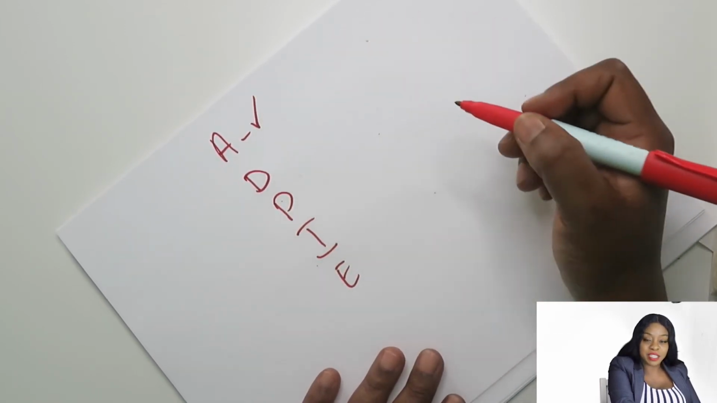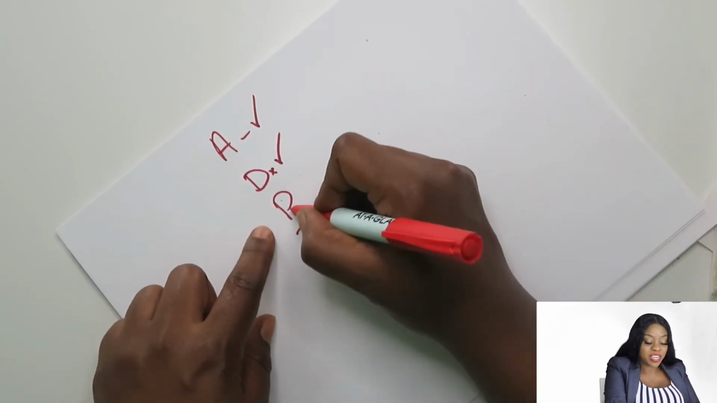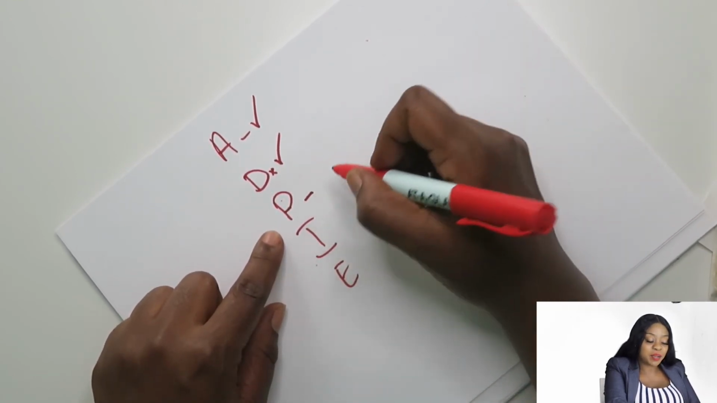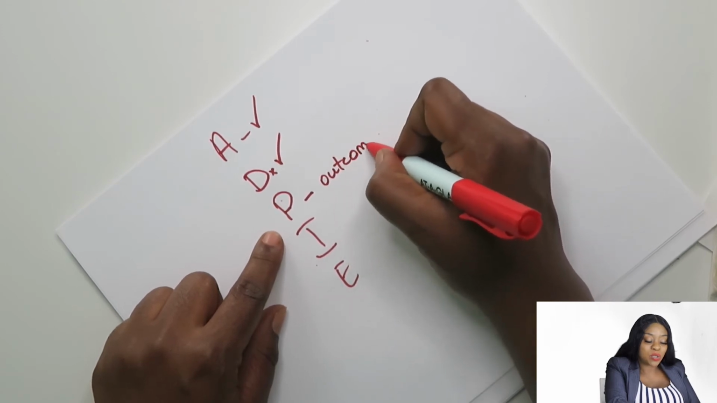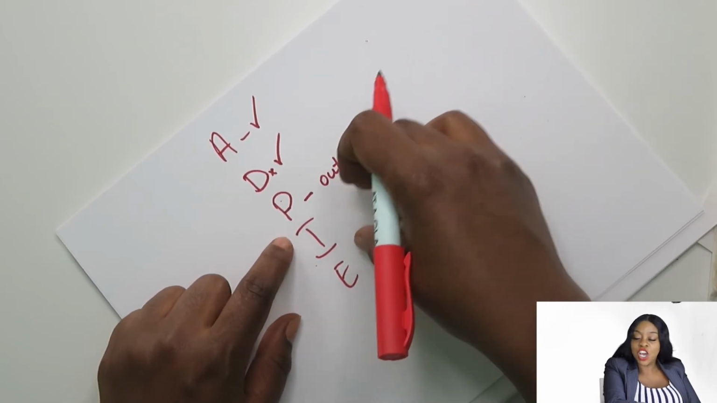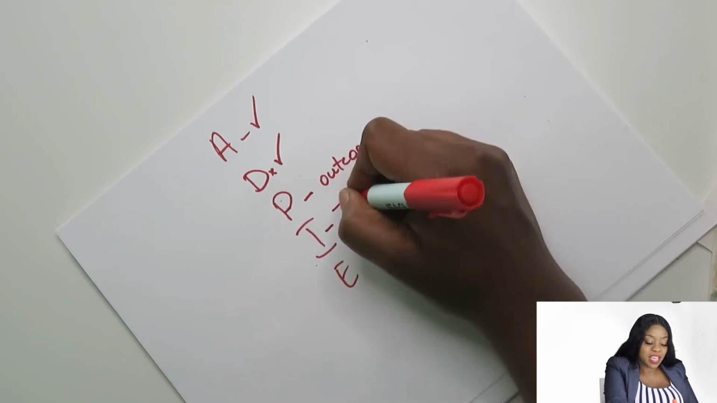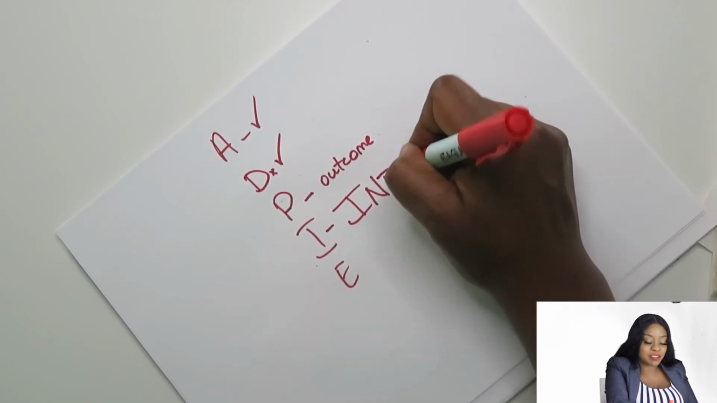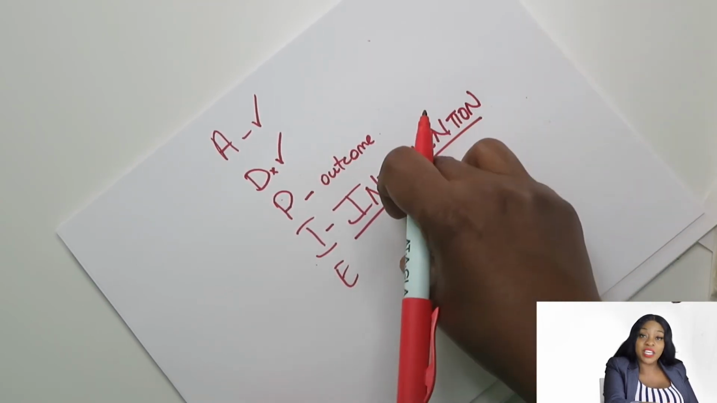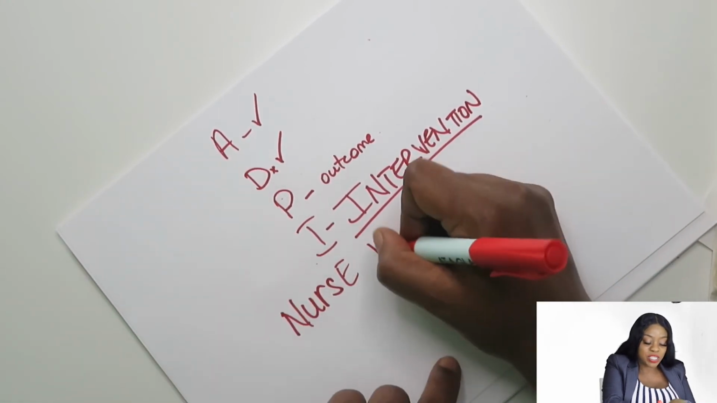So we've done assessment, check. We made a diagnostic statement, check. We're in our planning phase or stage. And so far in planning, we've worked on the outcome, right? So now that we've set the goal for the client, how will the client achieve this goal? The nurse needs to do something. And so we're moving into our step of intervention or implementation. We're now going to discuss what the nurse will do.